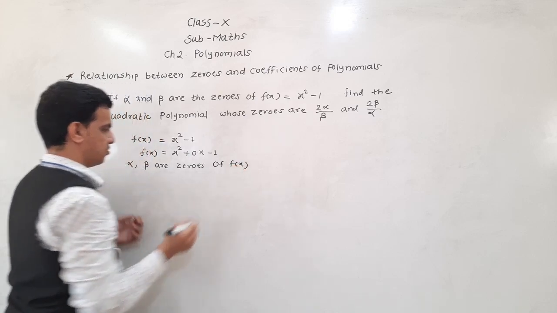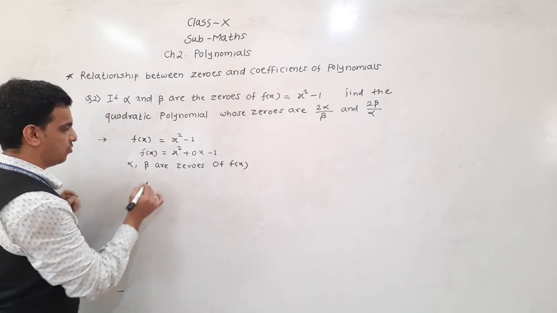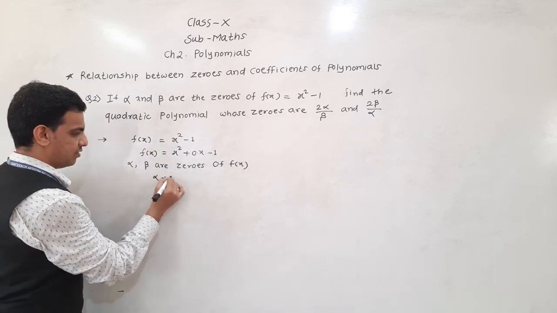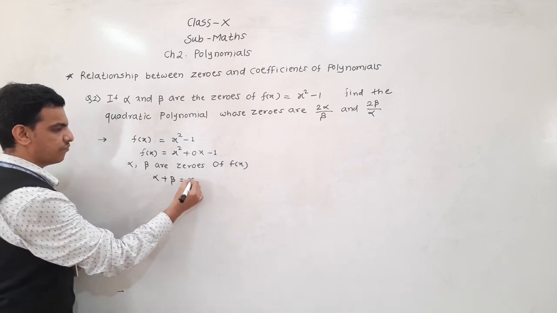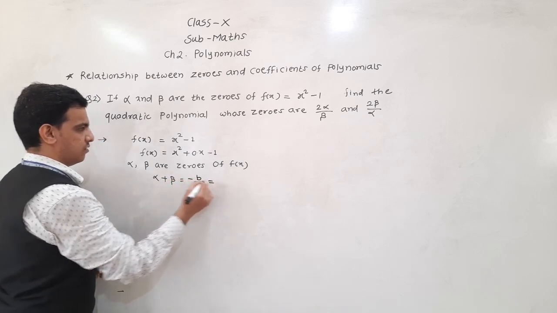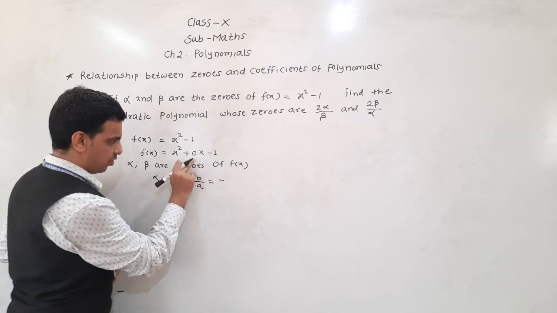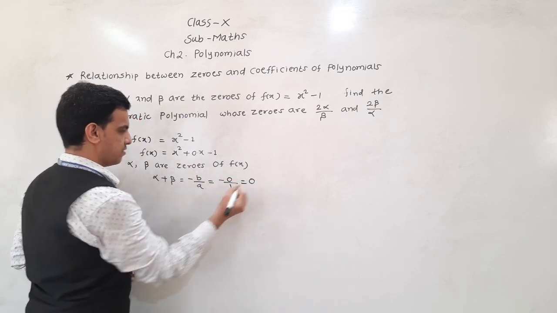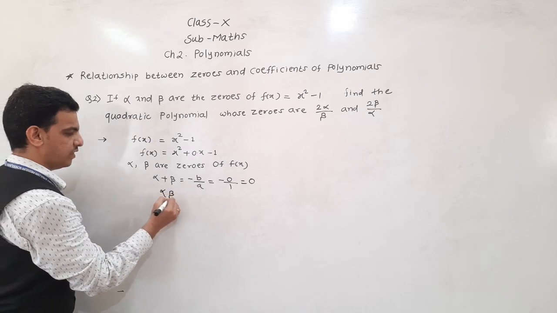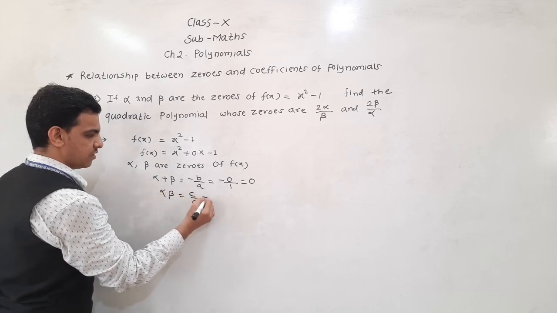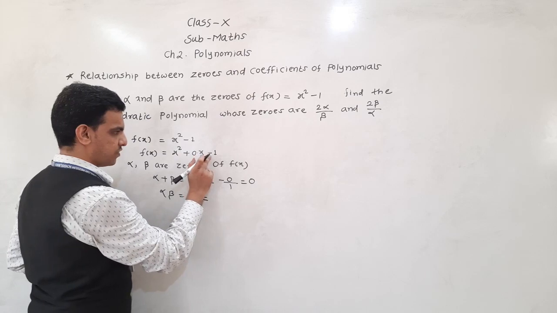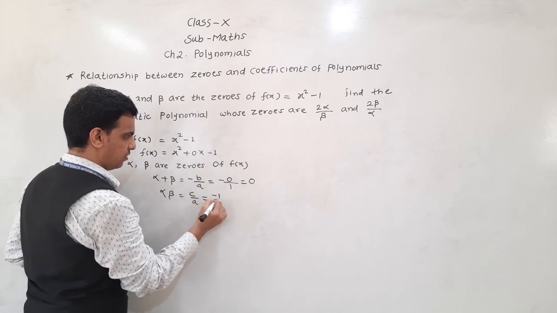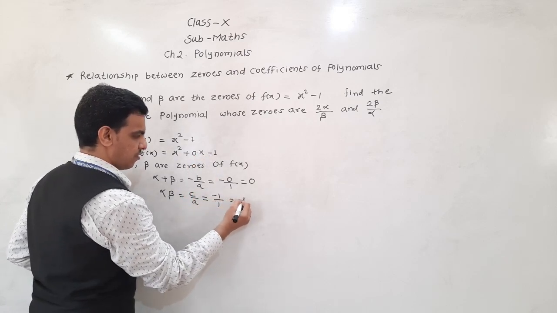So alpha and beta are zeros of f of x. Now we know the relation: alpha plus beta is equal to minus b by a. So minus the value of b is 0, so 0 divided by 1 is 0. And alpha into beta is equal to c by a. So the value of c is minus 1 divided by 1, that is minus 1.